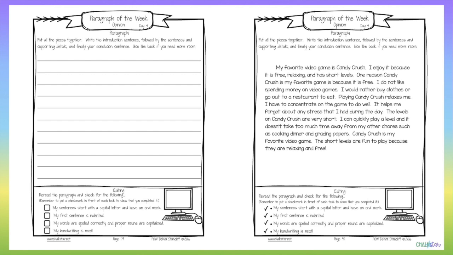After they've checked off the first 3 boxes in editing, they can go ahead and start putting their paragraph together. They copy the introduction first, and then the 6 sentences from day 2, and then the conclusion at the end. Sometimes my students run out of room. I tell them just write it on the back, and then they do it. It works out just fine.